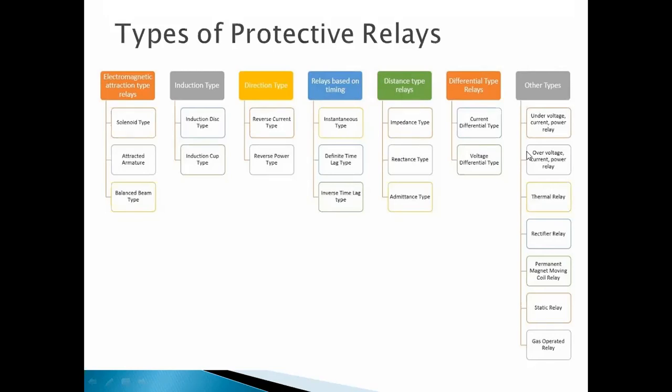We are using. And then other types mean under voltage, current, power relays, right? Then over voltage, over current, and power relays. Then thermal relays, rectifier relay, permanent magnet moving coil relays, then static relays, and gas operated relays, right? So these all are the different types of relays.